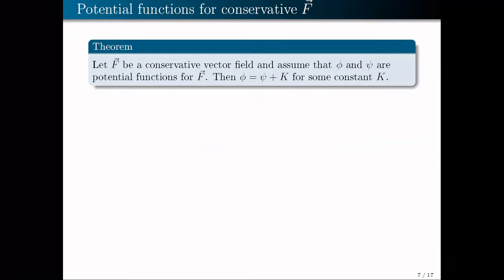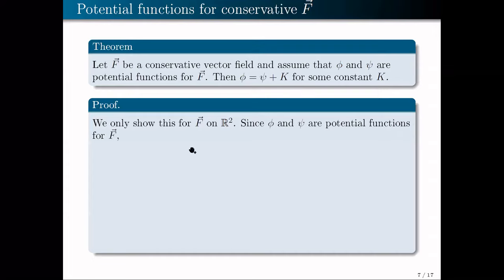So this theorem is about the potential functions for a conservative vector field f. So this theorem states that if f is a conservative vector field and that phi and psi are potential functions for f, then phi equals psi plus k for some constant k. Or in other words, phi and psi are equal up to some constant k. Okay, so the proof is as follows.